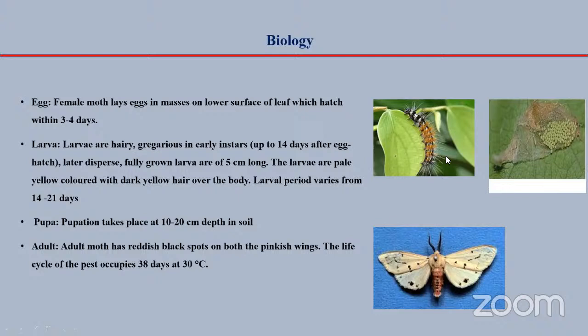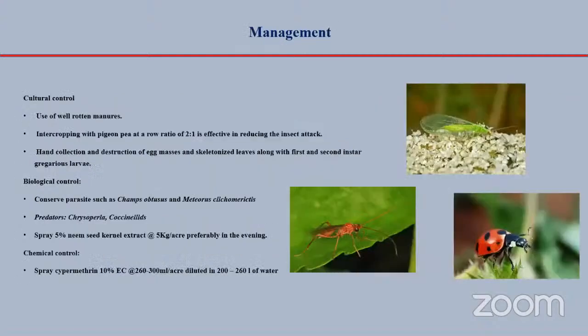So after 14 to 21 days, they are known to pupate in the soil at a depth of about 10 to 20 centimeters. So after that, the adult will emerge, and this adult will have reddish black spots on their pinkish wings on both the sides. And the whole life cycle will take only about 38 days if the environment is conducive. That is, the conducive temperature for this pest is 30 degrees Celsius.